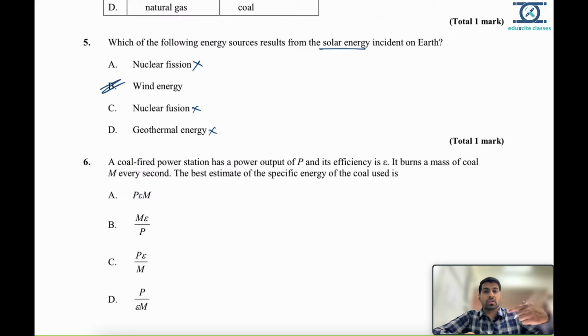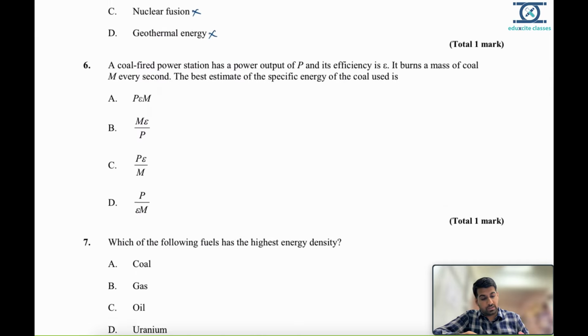Now how does the wind get created? Wind is because of the sun's radiation that falls on the earth, which creates a difference in pressure. Due to that difference in pressure, the air molecules move, and that we call wind. So wind energy is an indirect energy from the solar energy that we are receiving. Okay, so B is the right answer.